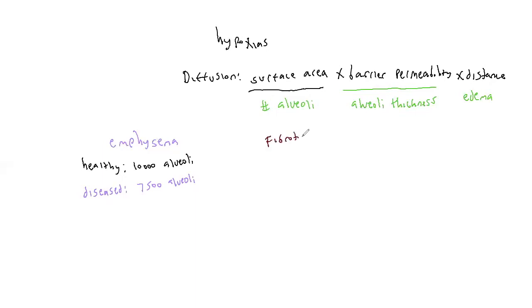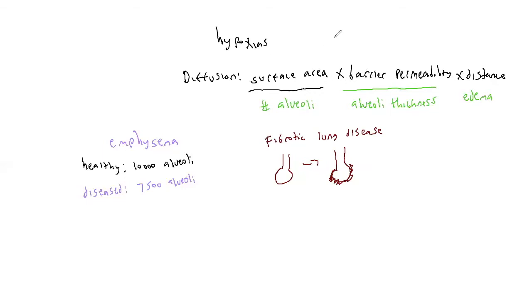Fibrotic lung disease. And the word that you are looking for there is thicker alveolar layer. So in fibrotic lung disease, this is going to be a normal alveoli, as I drew earlier, and this is going to be one that is diseased. You're seeing that it's a little bit thicker, and that is going to create a hypoxic situation because we've increased the barrier, or we've decreased the barrier permeability.